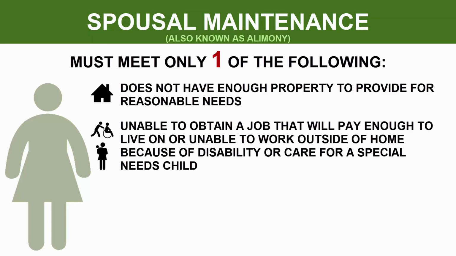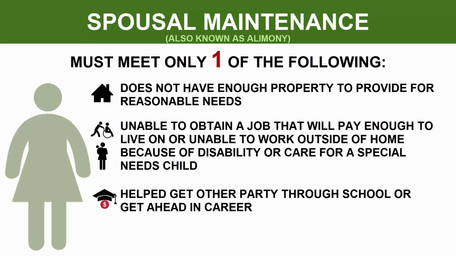or the party is not able to work outside the home for reasons such as being disabled or has to stay home to take care of a special needs child. Or the party asking for spousal maintenance helped the other side get through school or get ahead in their career. If the court finds one of these factors, the court may order spousal maintenance and will determine the amount of spousal maintenance and how long it will be paid.